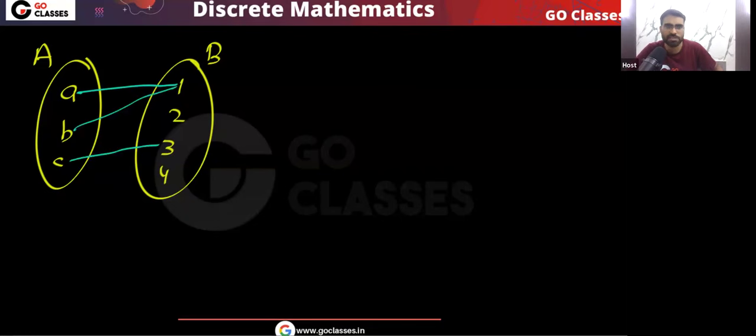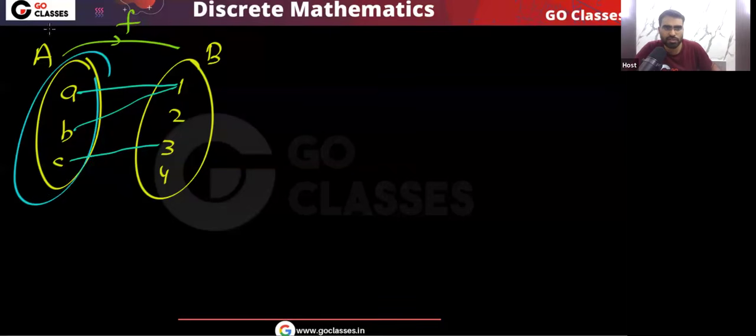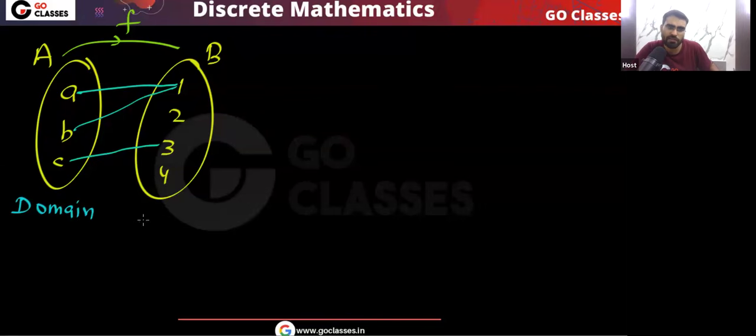First of all, is this a valid function from set A to set B? Yes, this is a valid function, because every element of set A, which is the domain, is mapping to exactly one element of the codomain. So yes, this is a valid function. Now, in this valid function, tell me what is the image of a?